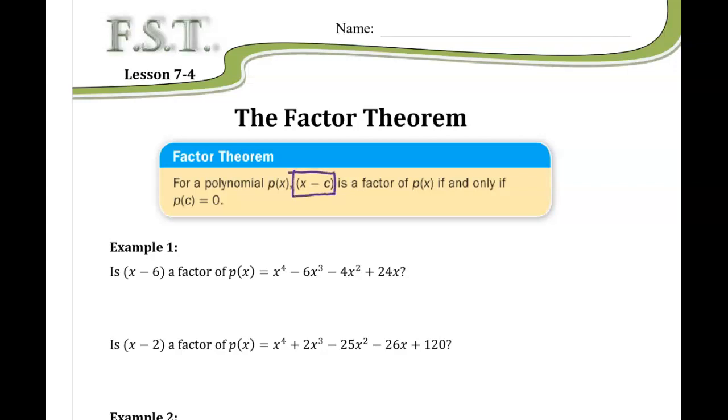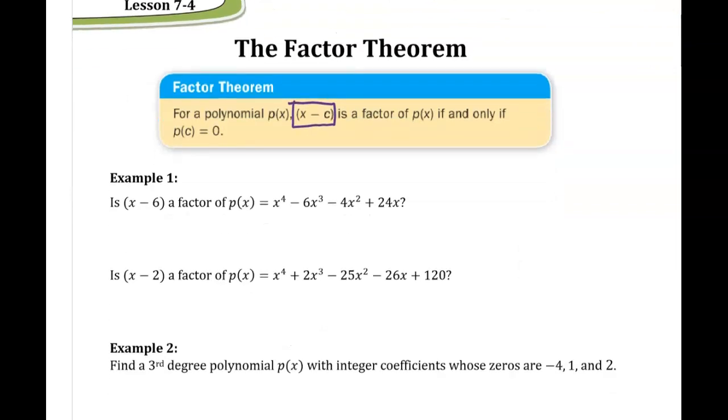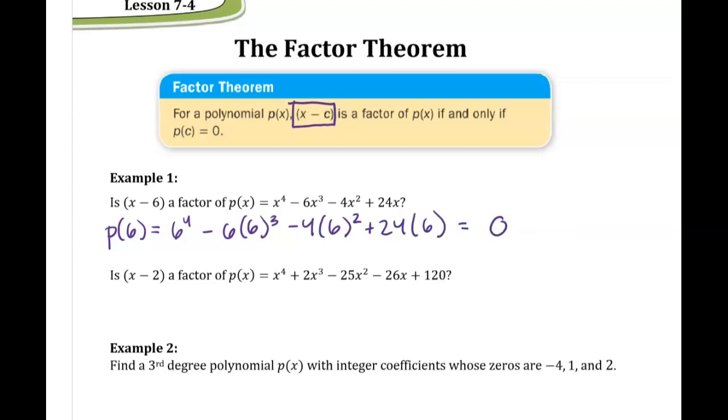X minus c. So if we look at, is x minus 6 a factor of p of x equals x to the fourth minus 6x cubed minus 4x squared plus 24x? Well, what's being subtracted? 6 is being subtracted. So we're going to see if p of 6 is 0. So if we do 6 to the fourth minus 6 times 6 cubed minus 4 times 6 squared plus 24 times 6, this is all calculator work, that equals 0. So then yes, x minus 6 is a factor of that polynomial.